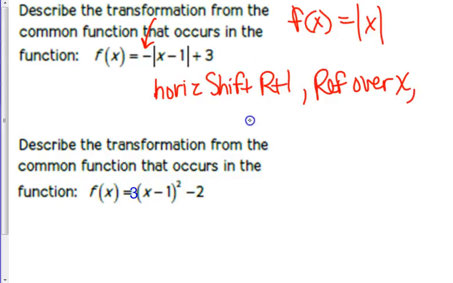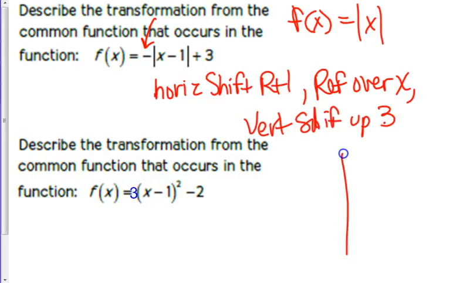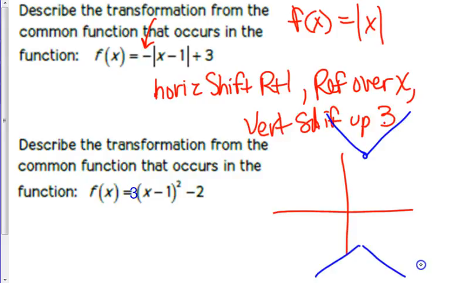And then I would vertically shift up 3. Do you understand why it's not the same as saying I'm going to shift right 1 and then up 3? Now it's up here. Because if I reflect that over the x, it's down here, right? Is that where it's supposed to be? This means it should be up 3, not down 3, right? So you have to say those in the right order.